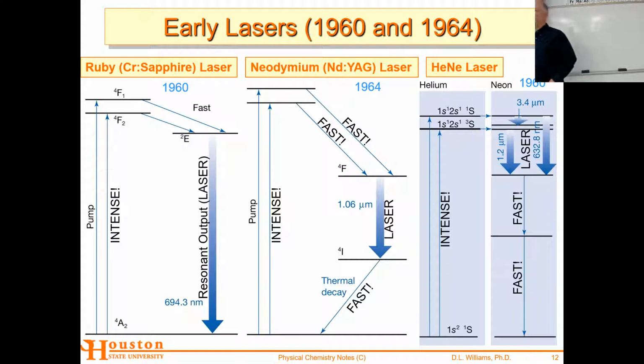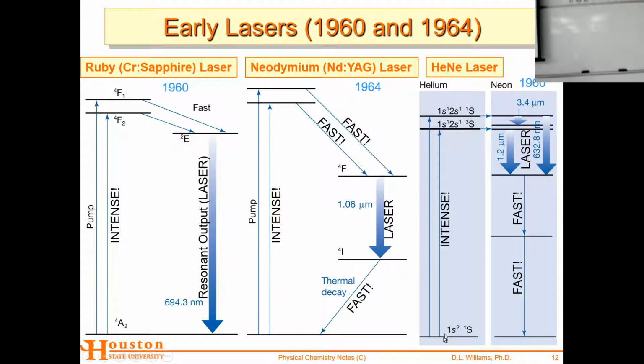The middle one is the neodymium YAG laser, probably one of the most common lasers. Your green, some of your green laser pointers, and then our green laser that we have on our Raman spectrometer is a neodymium YAG laser. So that was 1964, not long after the ruby laser. And then the helium-neon laser.